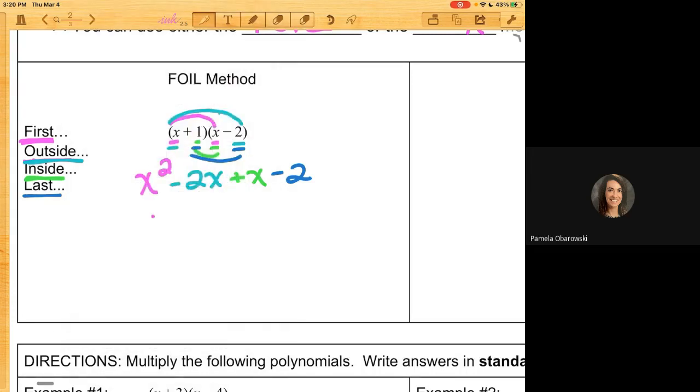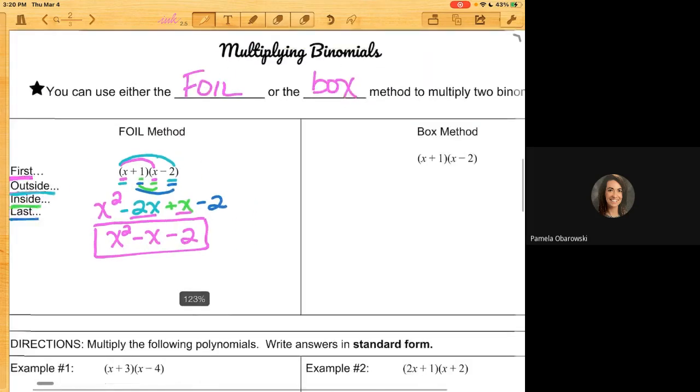So I've got x squared. These two are like terms. That's minus x, minus 2. And that is how you multiply together two binomials. That was the FOIL method.